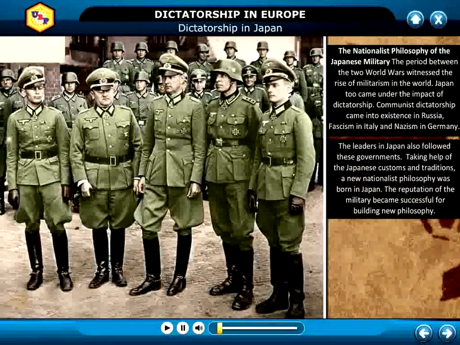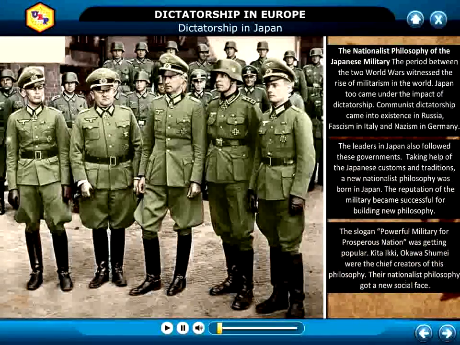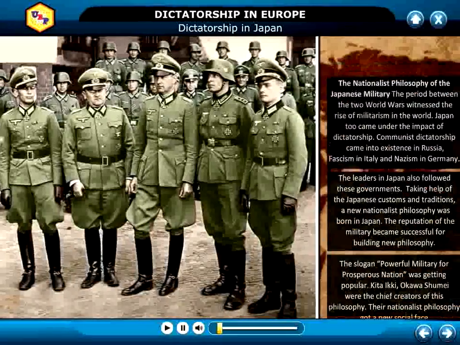The reputation of the military became successful for building the new philosophy. The slogan, "Powerful military for prosperous nation," was getting popular. Kita Ikki and Okawa Shumei were the chief creators of this philosophy. Their nationalist philosophy got a new social face.